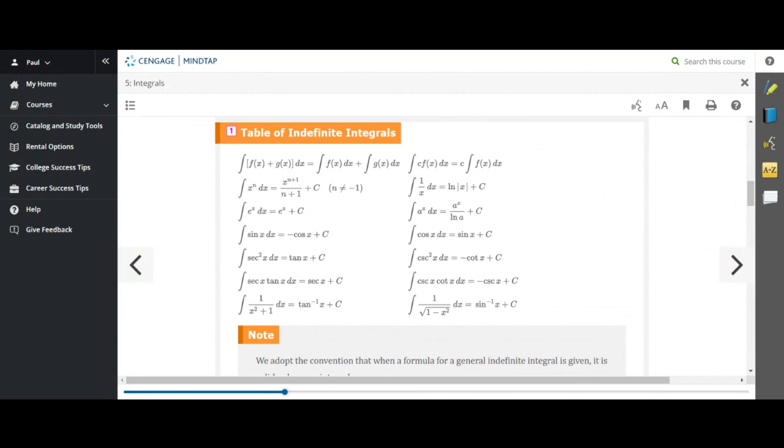So how many recall this from Calculus 1? Okay, good. We're just building on what you learned. Actually, I teach Calculus 1, and I know these formulas are derived, most all of them. Are there any questions on this?